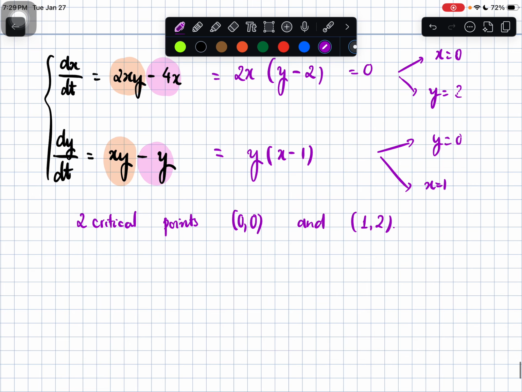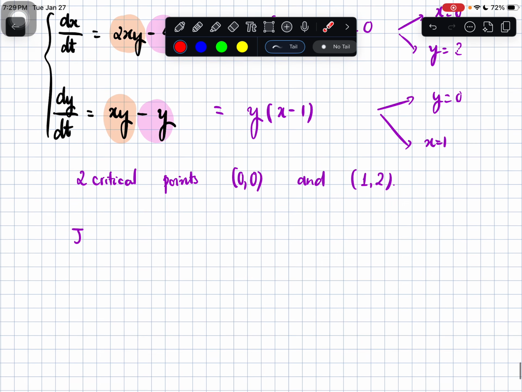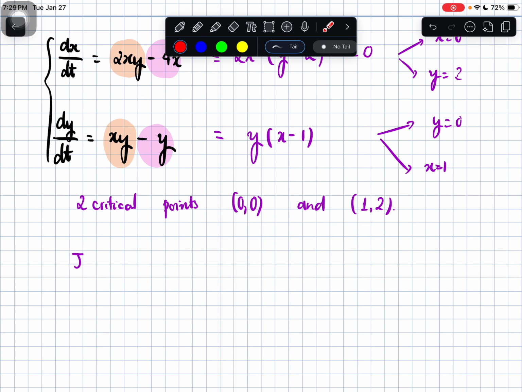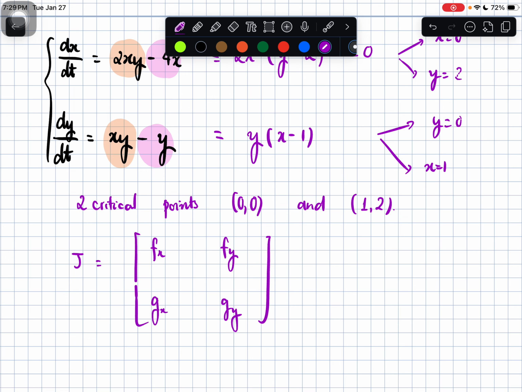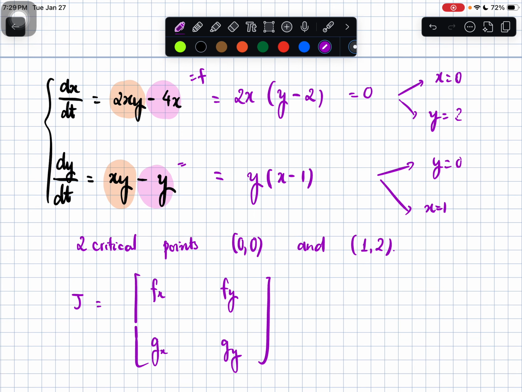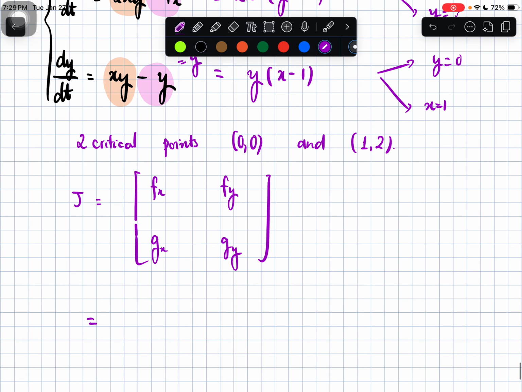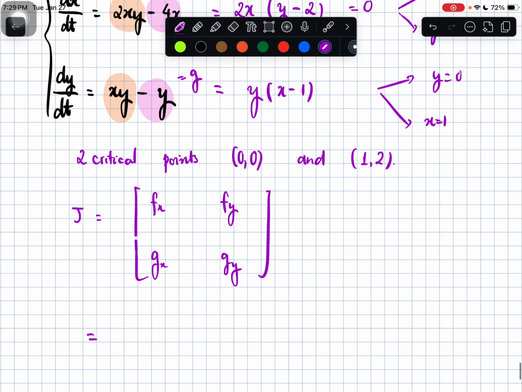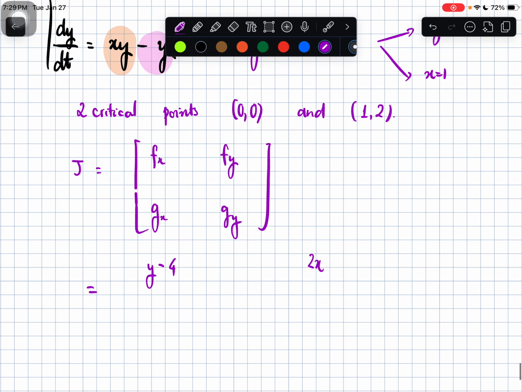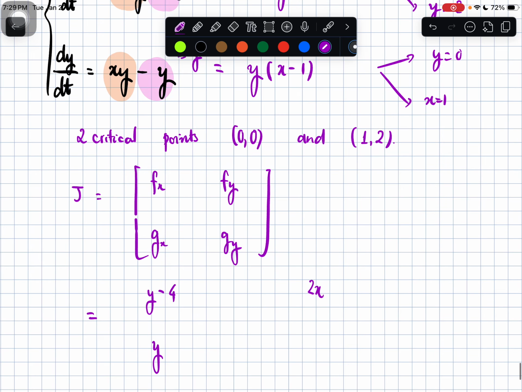So let's look at both cases. We need to compute the Jacobian matrix. This is a non-linear system, and it's actually almost linear. The Jacobian is fx, fy, gx, gy. f is this, g is this. So we get minus 4, 0, 2y, 2x, y, x minus 1.